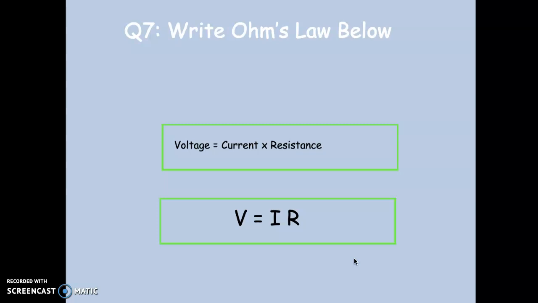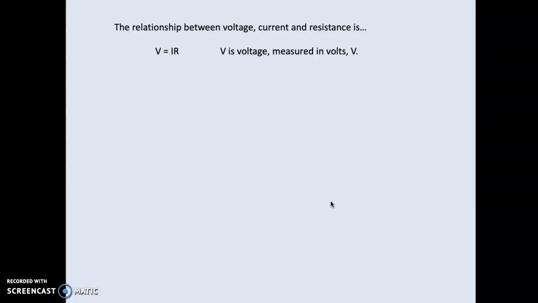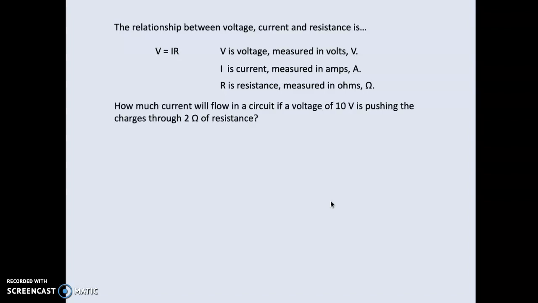So question 7, write Ohm's law below. Voltage is current times resistance, or voltage V is current I times R. So make sure you jot that down. Let's look at a practice problem together, and then you'll try on your own. So the relationship between voltage, current, and resistance is V is IR. V is voltage in volts, current is I in amps, and resistance is R measured in ohms.